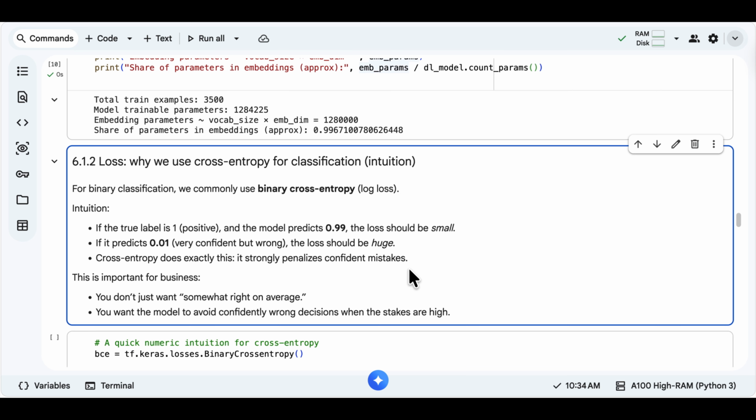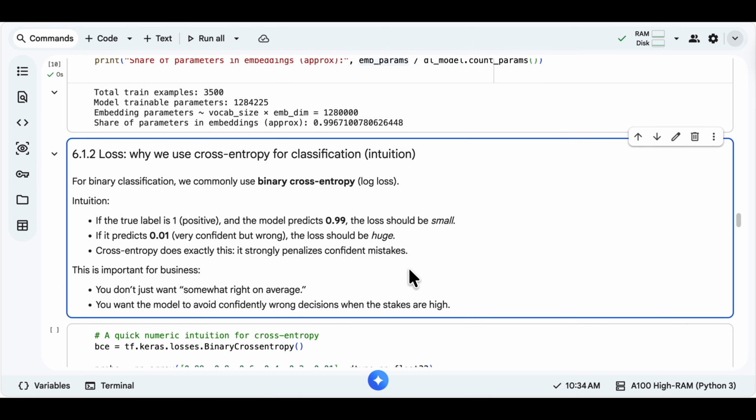For binary classification, the standard loss is binary cross-entropy. Intuitively, it rewards the model when predicted probabilities line up with the true label and punishes it heavily when the model is confidently wrong. That last part is crucial. If a system is 99% confident and still wrong, we want the penalty to be much larger than for a hesitant mistake. In marketing applications such as triage or moderation, confident mistakes can be operationally expensive.